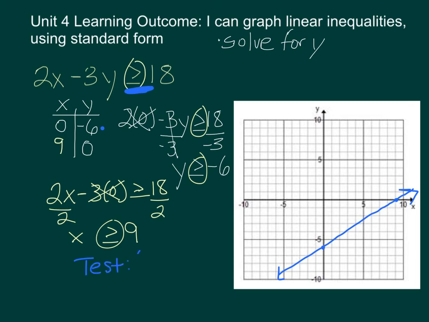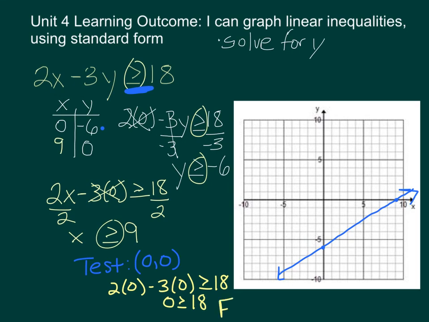I am going to test 0, 0. I expect to see what you are going to test on your paper, on your test, on your problem. So here we go, test 0, 0. So we've got 2 times 0 minus 3 times 0 is greater than or equal to 18. Well, this becomes 0 minus 0. 0 is greater than or equal to 18. That's false. 0 is not bigger than 18.